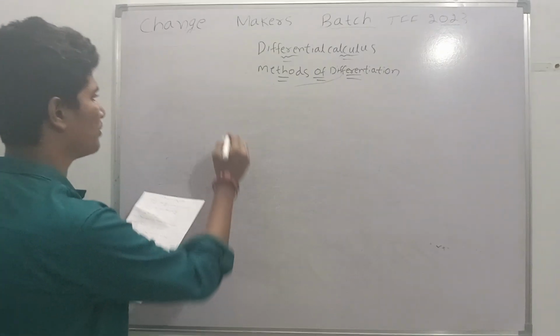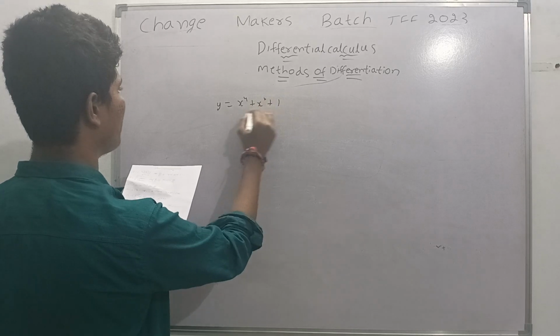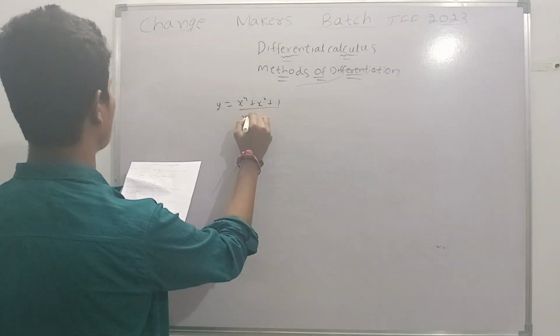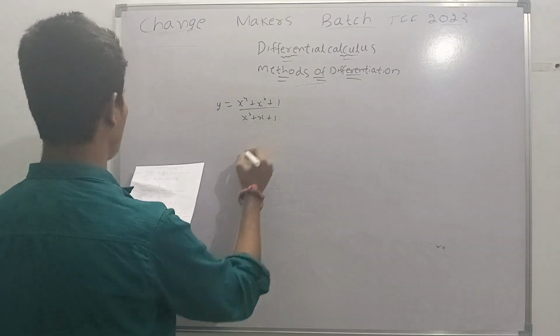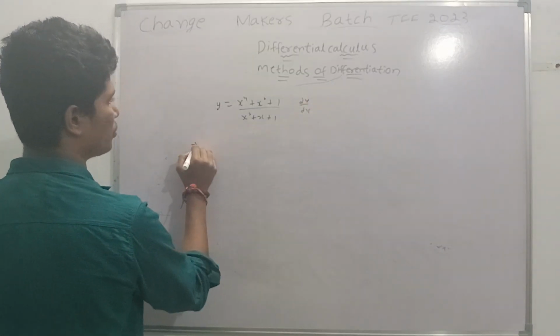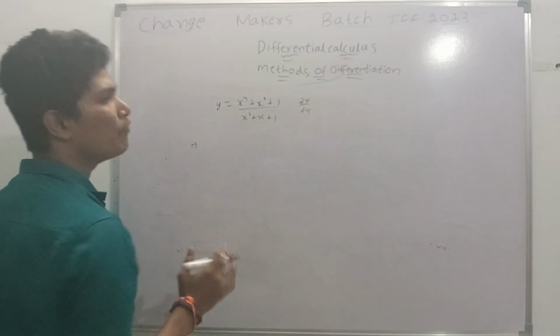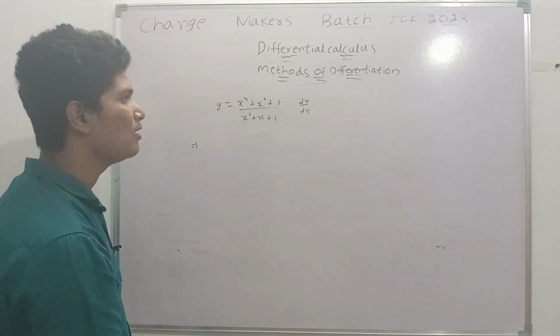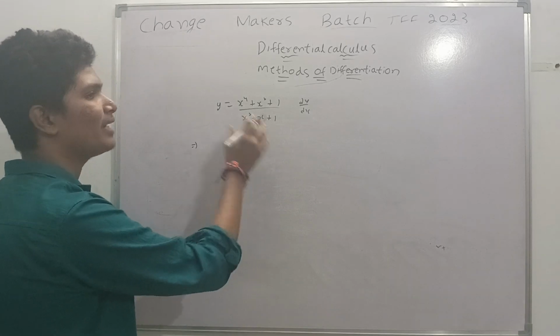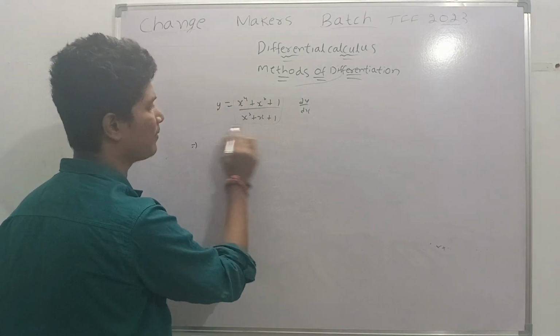That is the first question. y equal to (x power 4 plus x square plus 1) divided by (x square plus x plus 1). You have to find dy by dx. This is the first question. I already said, they ask in differentiation, we also know the formulas, all things, but we should not go directly to do the differentiation. What we have to do? We have to first simplify this thing.